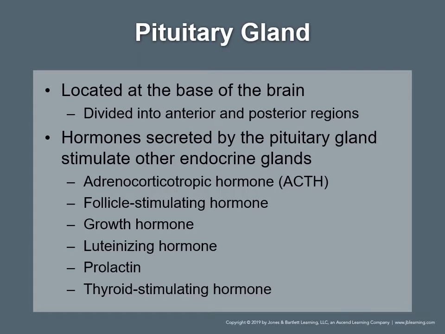The pituitary gland is located at the base of the brain. The pituitary gland is divided into anterior and posterior regions. Six of the hormones secreted by the pituitary gland stimulate other endocrine glands and are referred to as tropic hormones. These are the adrenocorticotropic hormone, the ACTH, follicle stimulating hormone, growth hormone, luteinizing hormone, prolactin, and thyroid stimulating hormone. ACTH targets the adrenal cortex and causes it to secrete cortisol.